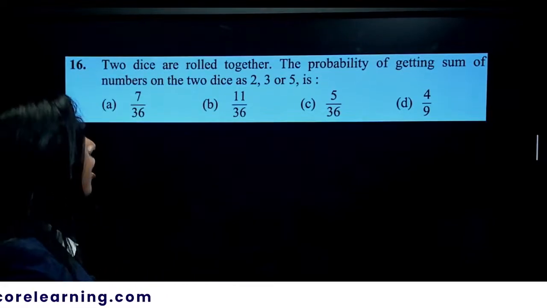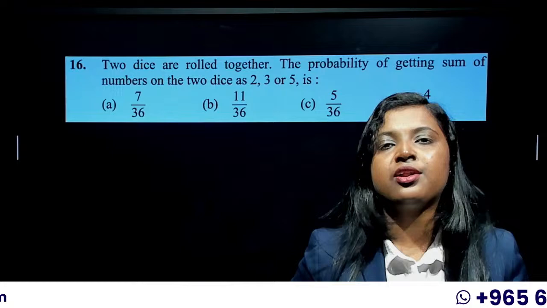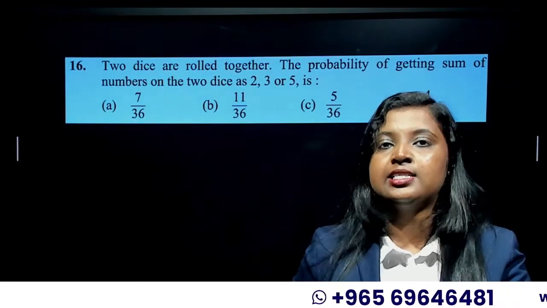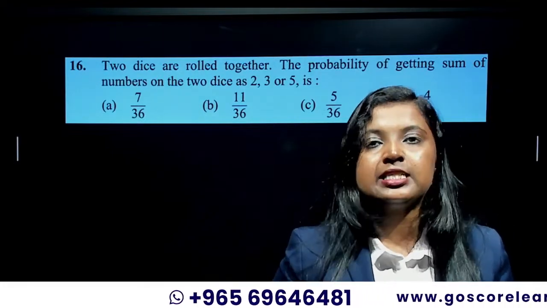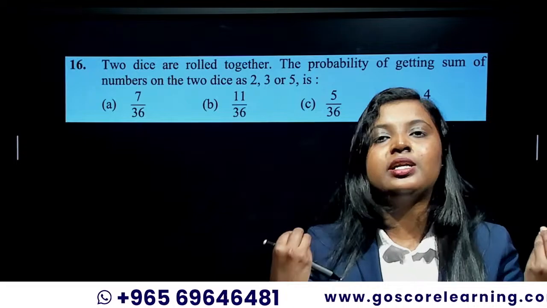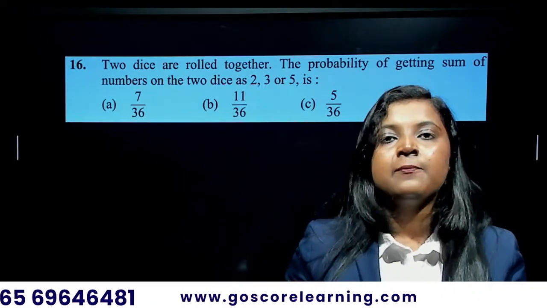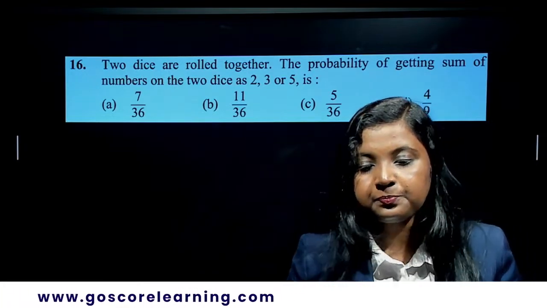Two dice are rolled together. Whenever they tell you two dice are rolled together, and we are rolling a die twice, the sample space will be the same. If you are throwing two dice at the same time, or if you are throwing a die twice, the number of elements in the sample space or the total outcomes will be the same.